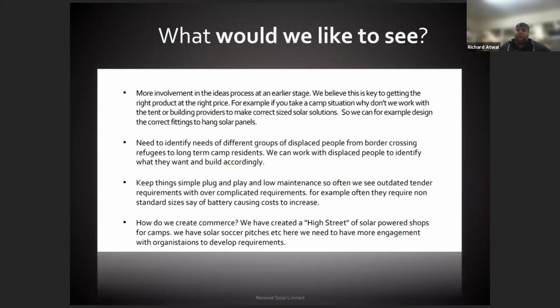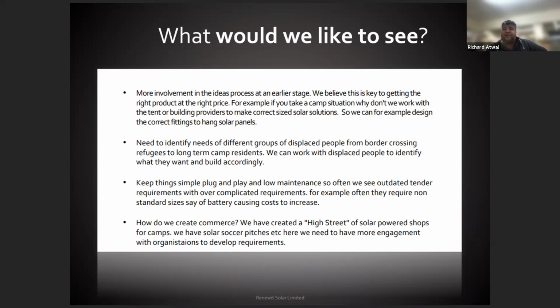So the type of things we did were we got much more involved in the idea process at a very early stage. What is a camp situation like? How do people actually use the product? What do the people in the camp want the product for? And then therefore we could develop solar panels with hanging fittings that would work on tents and temporary structures and so on.